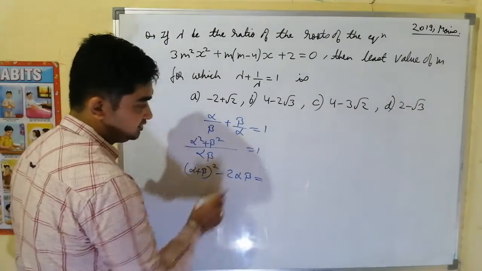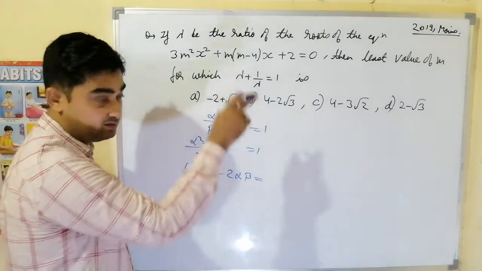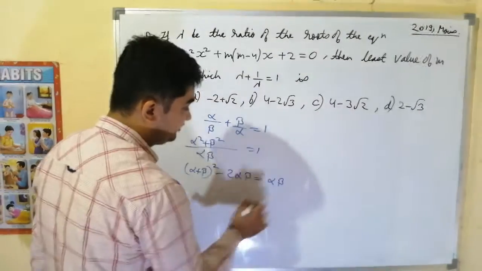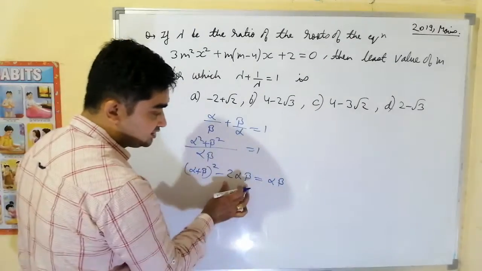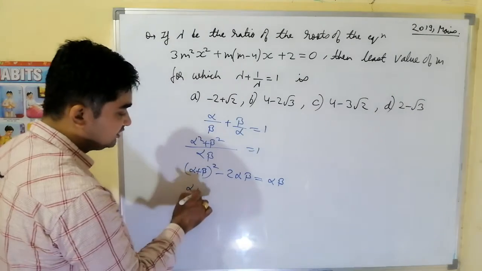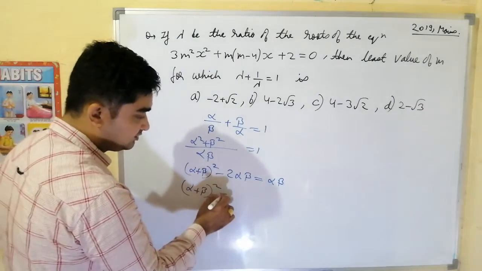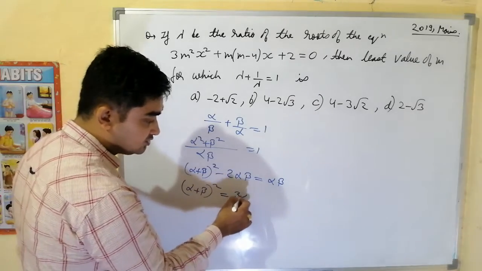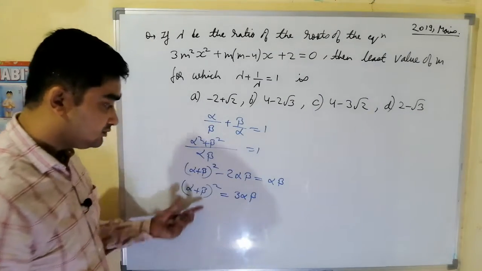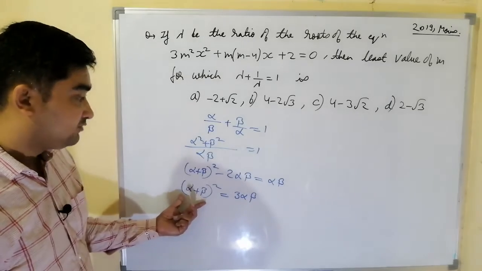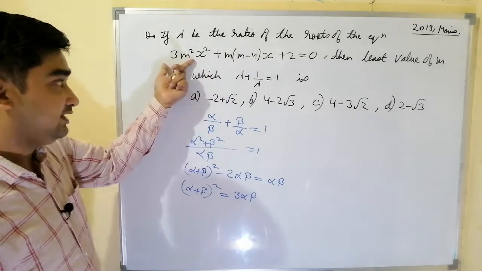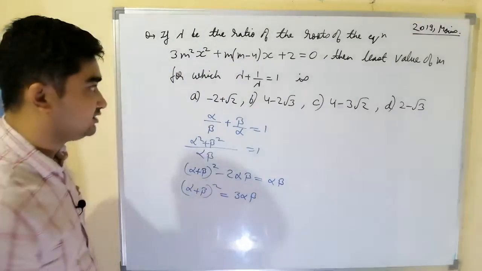We can take this denominator to the right hand side by cross multiplying. It will become alpha beta. Again we can take this alpha beta to the right hand side. It will become alpha plus beta whole square. Now simply we have to simplify this. Thrice of alpha beta. What is alpha plus beta? Alpha plus beta is minus b over a, and we have to take the square of that.